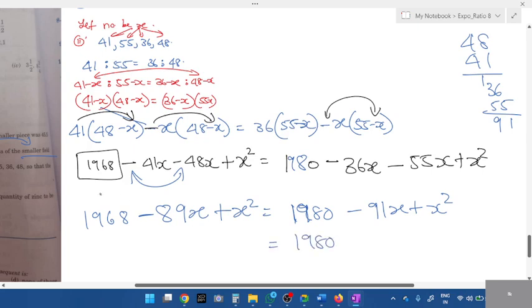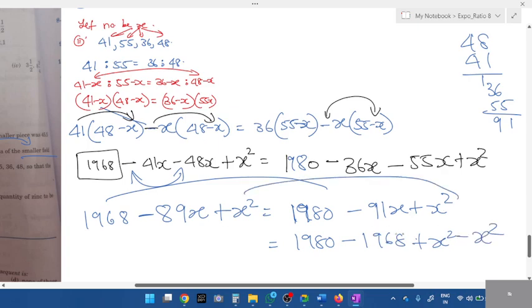Okay, keep 1980, shift 1962 to the other side. Plus 1968 becomes minus 1968. Plus x square remains as it is. Bring this x square this side. Minus x square. Okay. Minus 89x remains as it is.